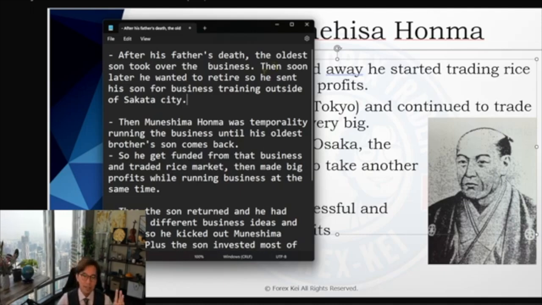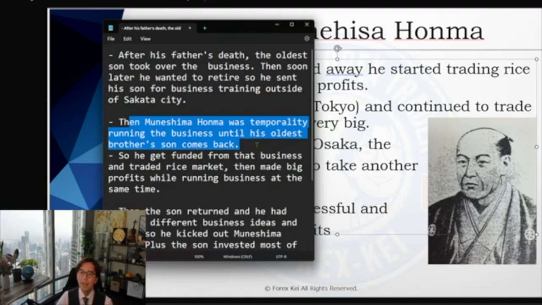And then later, the oldest son's son was going to take over the business. So the oldest son actually asked his son to train outside of the city. And then Munehisa Honma was temporarily running the business until his oldest brother's son came back.